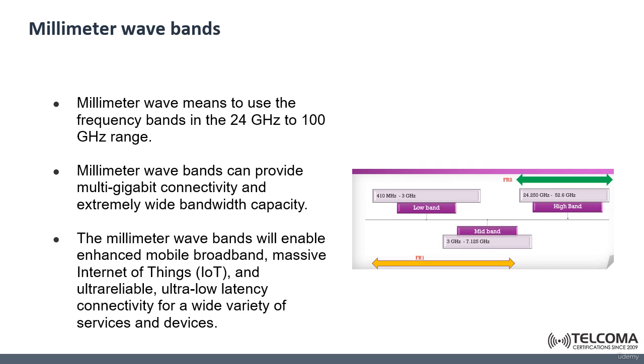So by using this wider bandwidth, the millimeter wave bands will enable enhanced mobile broadband, the massive Internet of Things, and ultra reliable communication and ultra low latency connectivity for many services and devices. But there is one drawback for the millimeter waves, which is that they cannot easily travel through buildings and can be absorbed even by the rain. That's why 5G networks are moving from the traditional mobile network towers towards the small cell concept, which we will discuss in the next slides.